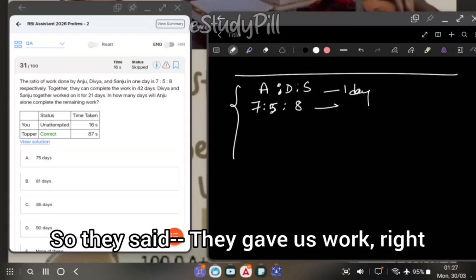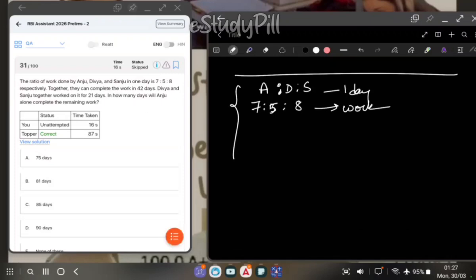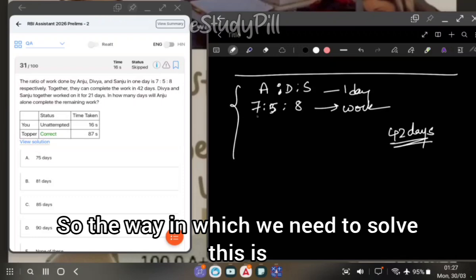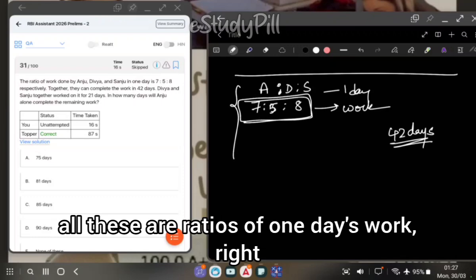So they gave us work, right? This is the work. Together they complete a work in 42 days. So the way in which we need to solve this is, all these are ratios of 1 day's work, right?